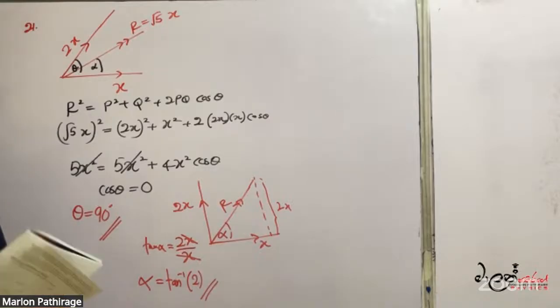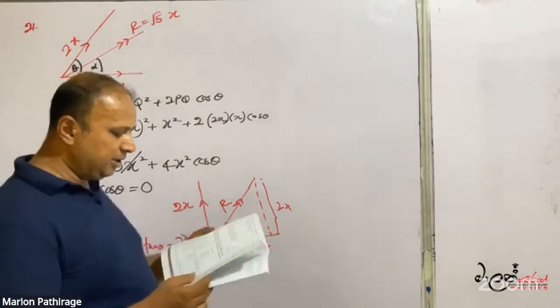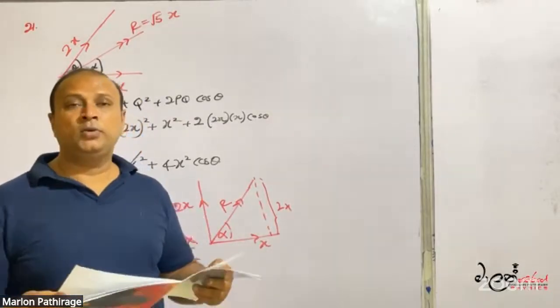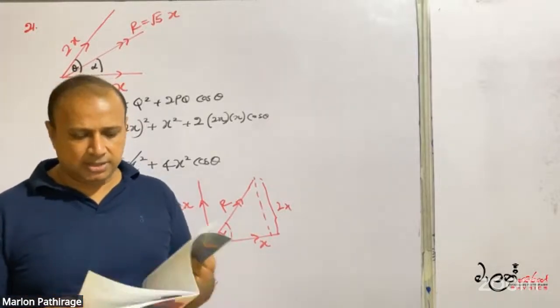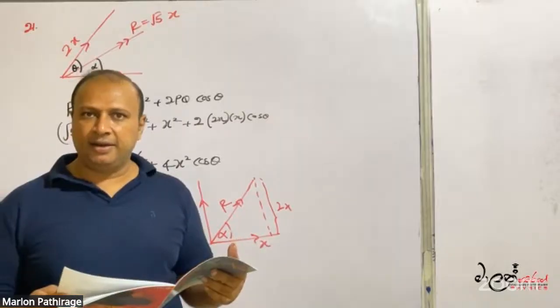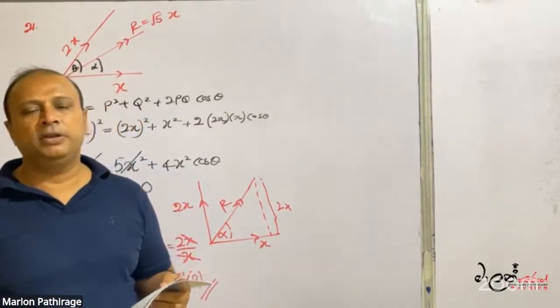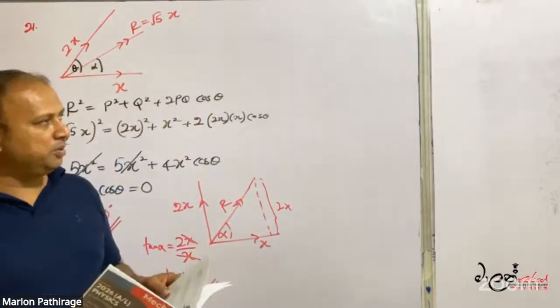Question number 24 is the class work for today. Then you have to complete all the 30 questions in this section. There are 30 questions. You have to complete all the 30 questions and send your answers to me.